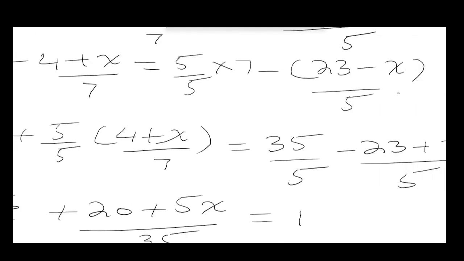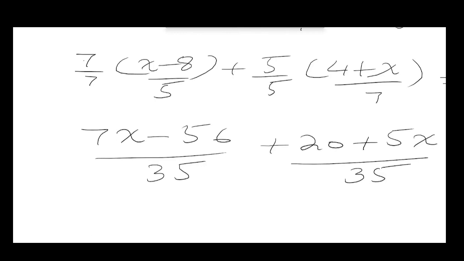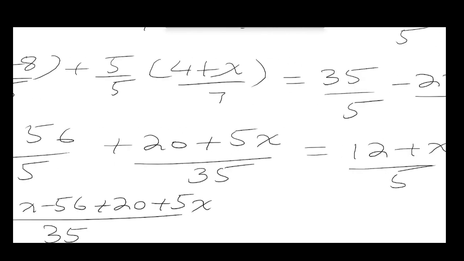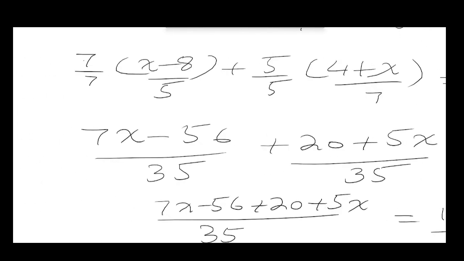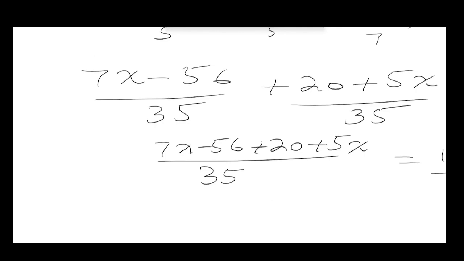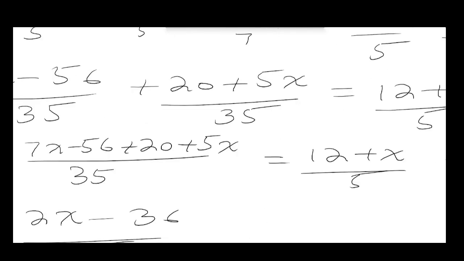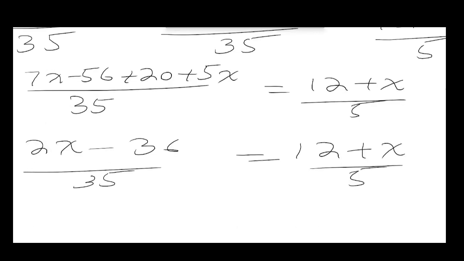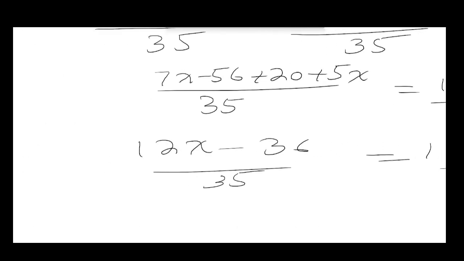So we will write (12 plus x) over 5. Now 35 will just be written only one time, so we can write 7x minus 56 plus 20 plus 5x, and this is equal to (12 plus x) over 5. Okay, so here what will happen is that we can write (12x minus 36) over 35. This will be equal to (12 plus x) over 5. It will remain the same. So now we will cross multiply.